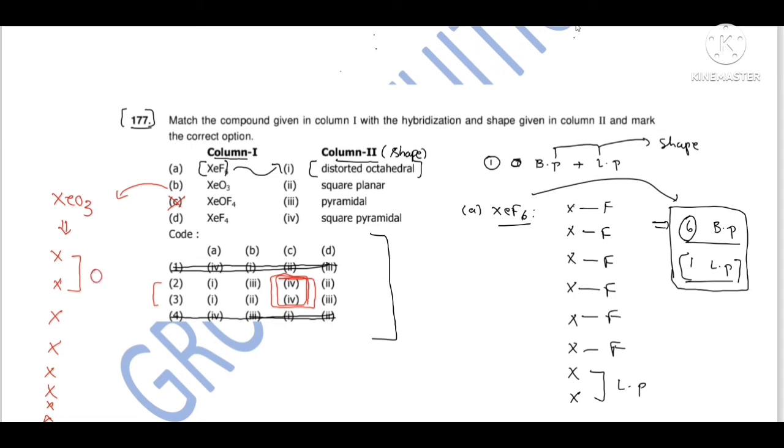Here, one oxygen requires 2 electrons. Here 3 oxygens are present. Totally, 6 electrons are required to bond with oxygen. Here, one lone pair of electrons is present. Now let us try to draw its structure.